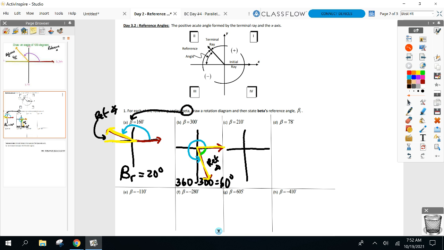210 is in the third. I just gave that away. Anybody, where in the third? 180 or 270? 180, yeah. So here's my angle right there. Okay, everybody highlight the reference angle now. Where's the reference angle in quadrant 3? Highlight it.